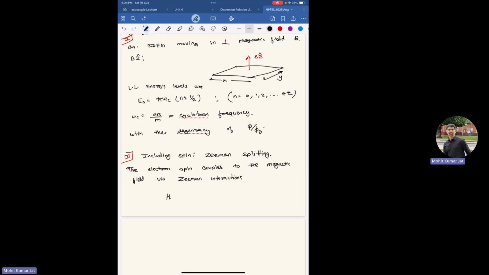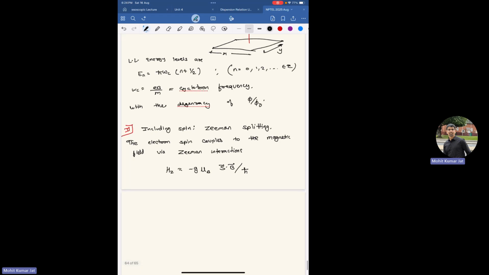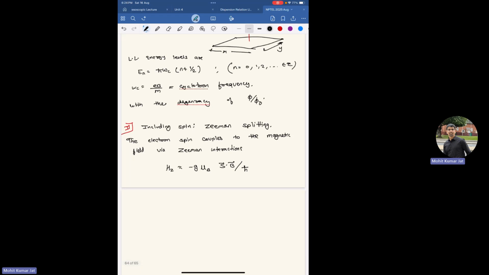What is the Zeeman Hamiltonian? It is minus g mu B S dot B over h bar. S is the spin operator, B is the applied magnetic field, and h bar is the Planck constant. Mu B is what we call the Bohr magneton. So here g is the Landé g-factor.